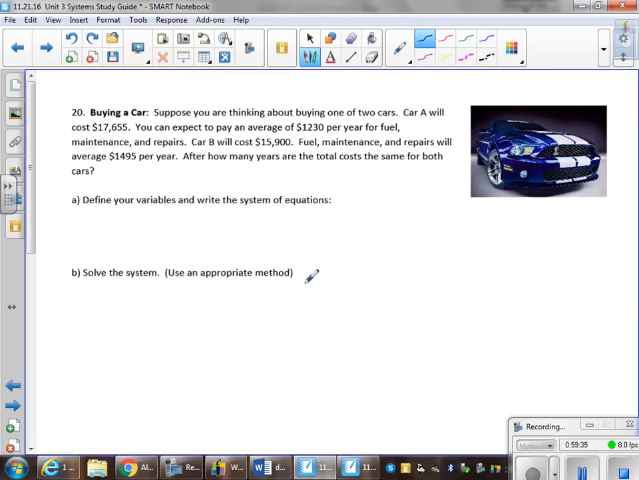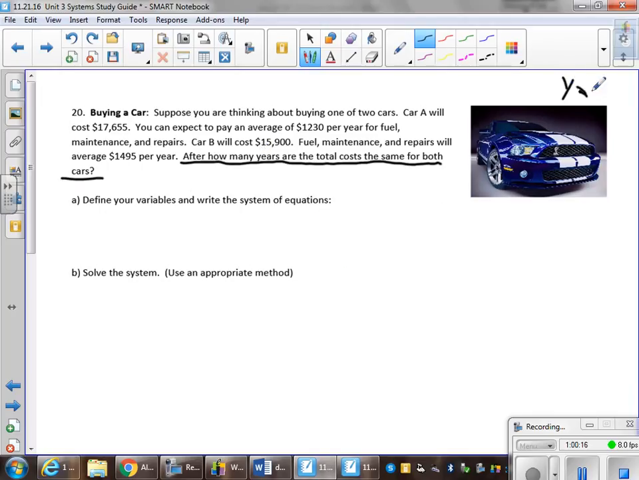Number 20, buying a car. Suppose you are thinking of buying a car. Buying one of 2 cars, to be exact. Car A will cost you $17,655. You can expect to pay an average of $1,230 per year for fuel, maintenance, and repairs. Car B will cost you $15,900. Fuel and maintenance and repairs will average $1,495 per year. After, here's your question, after how many years are the total costs the same for both cars?